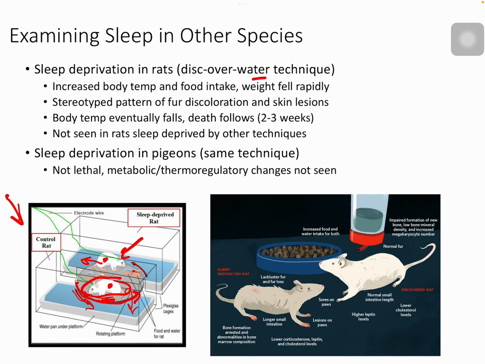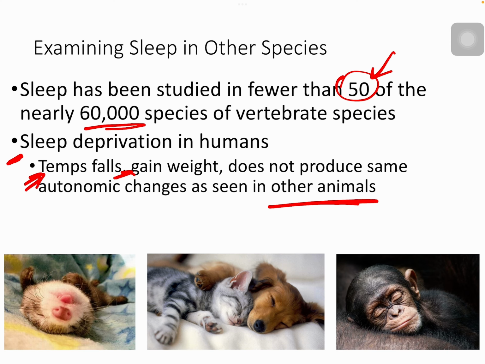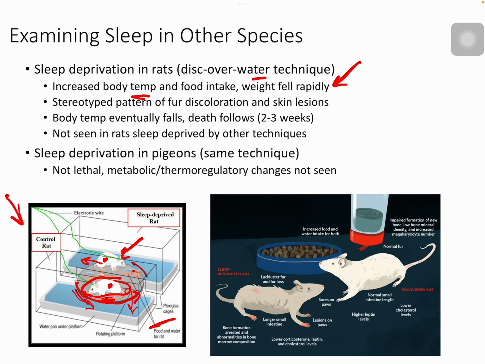Now, after doing this for some time, okay, it doesn't take that long. Within 2 to 3 weeks of doing this for the sleep deprived rat, what we find is these same sort of things happen. First of all, we see an increase in body temperature. Now, remember, body temperature falls for humans, and we see a weight gain. In rats, with this technique, only with this technique, we see an increase in body temperature, we see them eating more, and then we see their weight loss. So they don't gain weight, they lose weight.